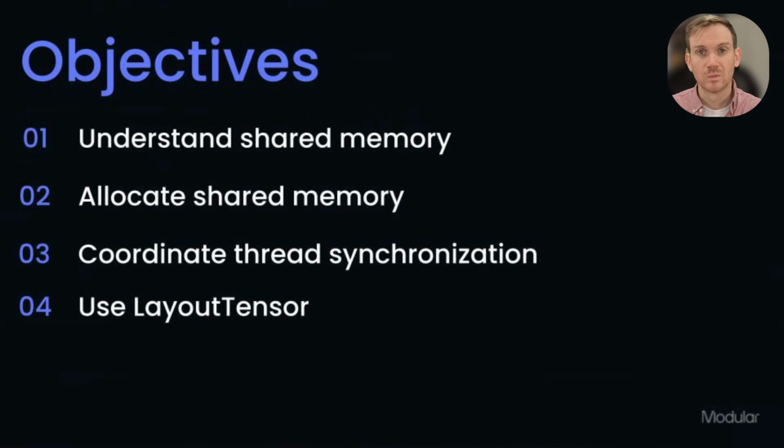By the end of this video, we will have completed a few key objectives. First, we'll explore what shared memory is and how it impacts GPU kernel performance. We'll also look at how to allocate shared memory in Mojo using raw pointers and layout tensor. We'll look at how barrier coordinates thread synchronization within a block, and we'll look at the difference between a raw memory approach and using layout tensors.